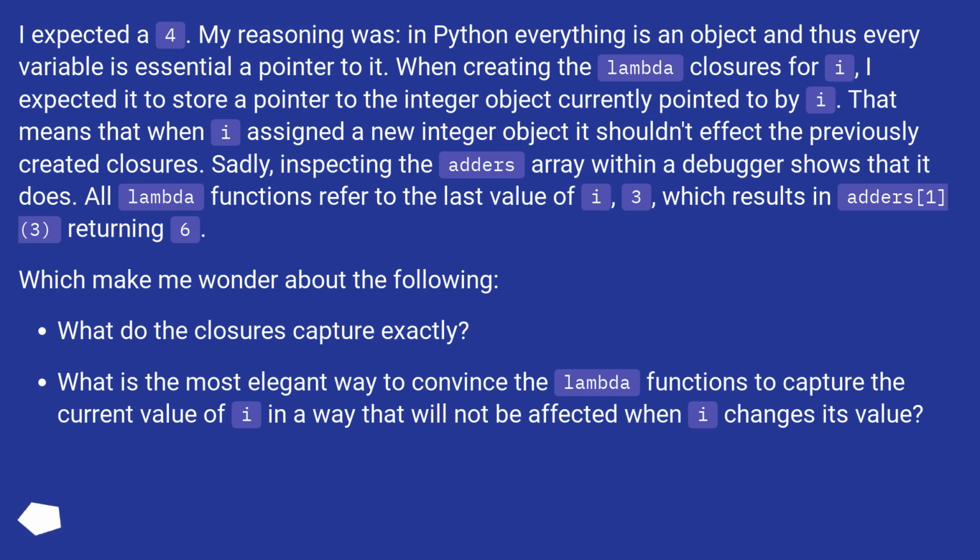Which makes me wonder about the following. What do the closures capture exactly? What is the most elegant way to convince the lambda functions to capture the current value of i in a way that will not be affected when i changes its value?